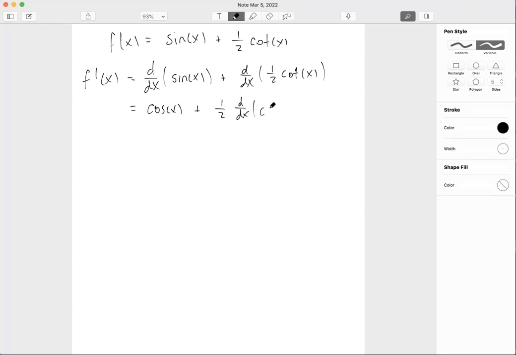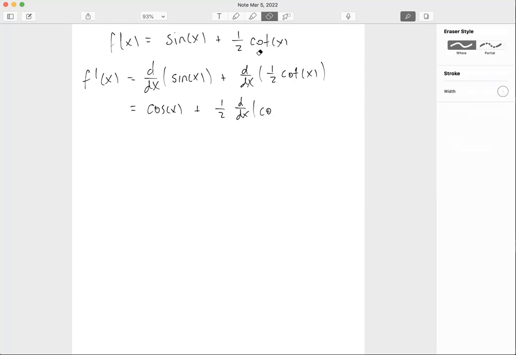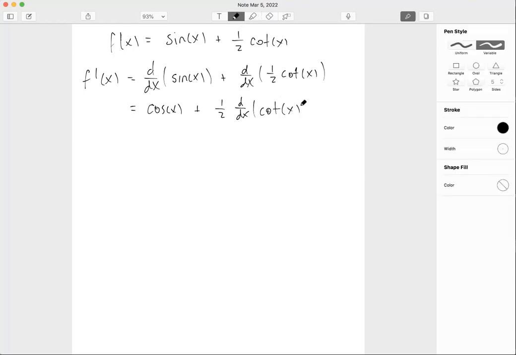You don't always have to do all these steps, but when you first start, it might be good to do these. And then finally, we can do the derivative of cotangent, which is negative cosecant squared of x. So maybe good to go over, let's say you forget what the derivative of cotangent is. So we can just practice doing that.